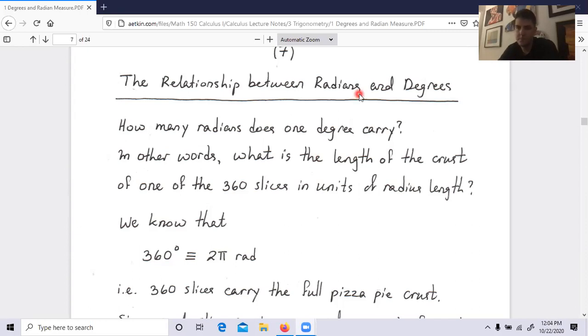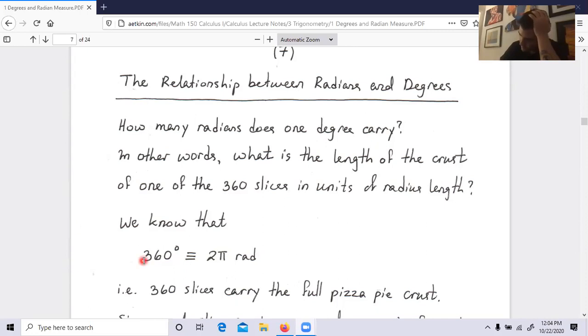One Babylonian slice, how much crust do you get? One Babylonian slice, how much crust, guys? Do you understand this relationship?